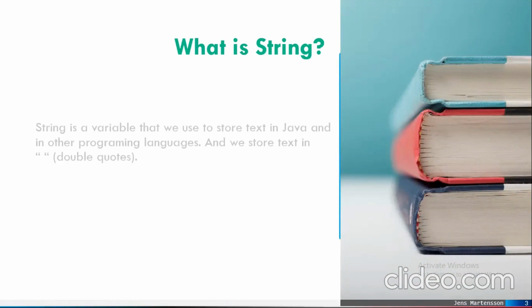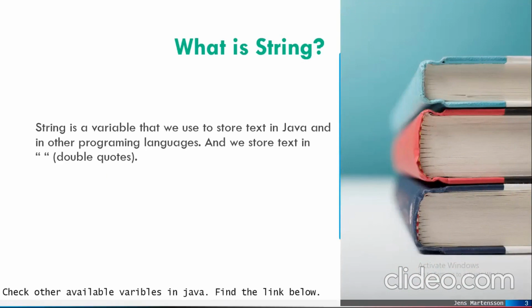So what is a string? So guys, a string is a variable, and if you have gone through my previous video about variables, you may know about strings and all the other available variables in Java, but if not, I would recommend you to please check that video once. I will surely put that link in the description. You can find that. Now come back to the point, a string is a variable that we use to store text in Java and also in other programming languages, and we store text in double quotes. We'll see all things in programming examples in the next slide.